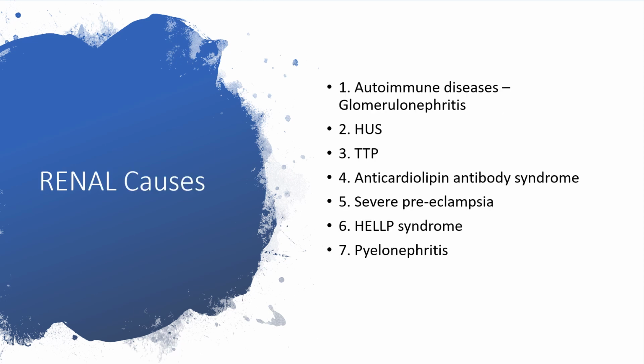Still on renal causes, we can be dealing with autoimmune diseases leading to glomerulonephritis. Maybe having hemolytic uremic syndrome, thrombotic thrombocytopenic purpura, anticardiolipin antibody syndrome, severe preeclampsia, HELLP syndrome, and pyelonephritis. As a matter of fact, I have several presentations on severe preeclampsia, HELLP syndrome, and pyelonephritis. You can check my channel for them.